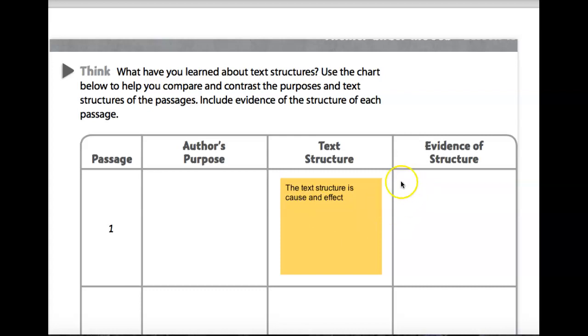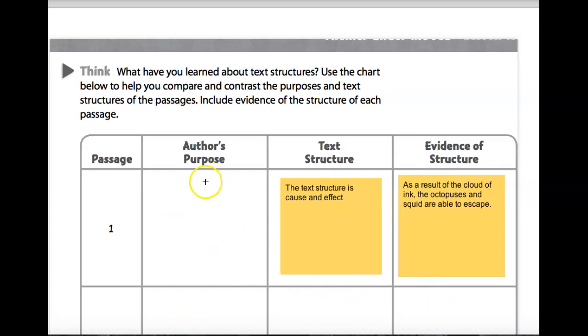Okay, and we talked about it here. Let's see if I can put another one. Evidence, we said that as a result of the cloud of ink, that's the cause, the effect is the octopuses and squid are able to escape. Okay? All right, I hope that helps you see, because I want you to do passage 2 down here on your own.